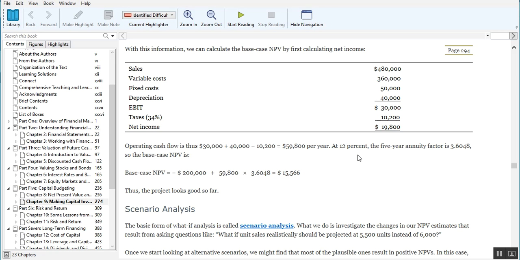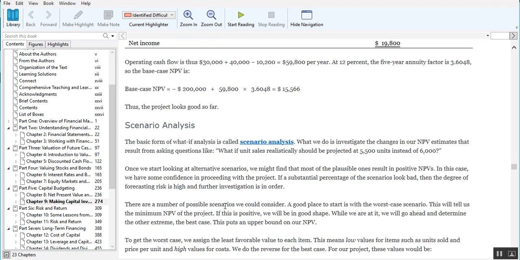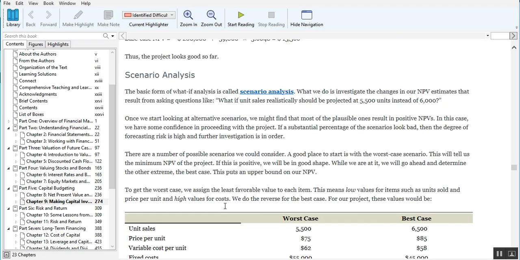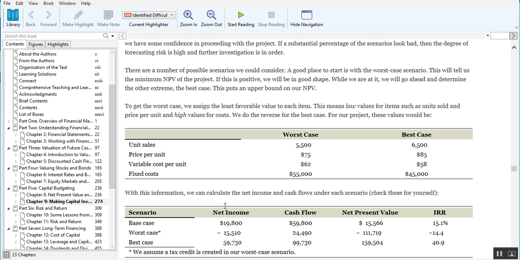And at 12%, the 5-year annuity factor is 3.6048. So we calculate this to be the base case net present value. We come out with a positive number of $15,566. That means that the project looks pretty good. So far it does. But we could analyze these other scenarios to see what would happen in those cases.